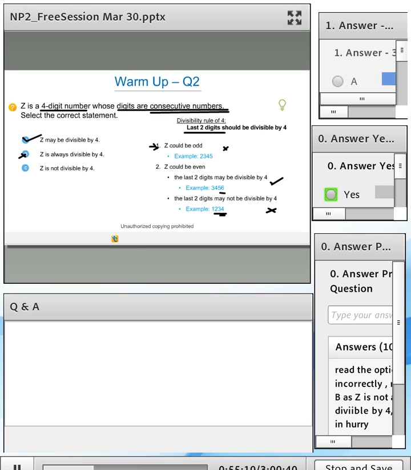So now tell me, for those of you who were not able to solve this question correctly, where did you falter? Wasn't sure of the rule. Okay. Read the option incorrectly. Read choice B as z is not always divisible by 4. Happened in a hurry. Okay. All right. That is fine. Fair enough. Then you can give yourself credit for this question. Did not consider the first case of z being even and divisible by 4. Okay. Forgot to consider odd and even.